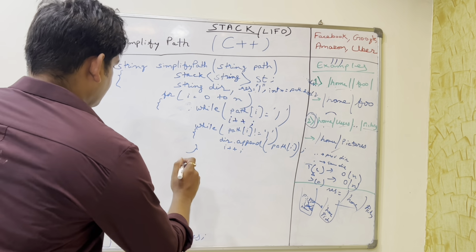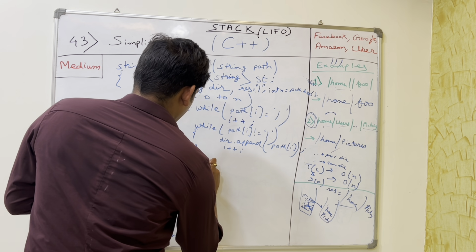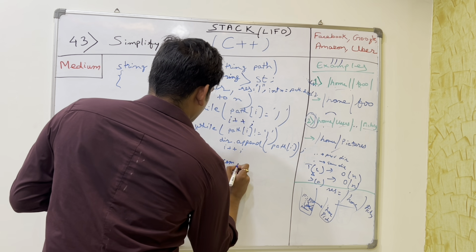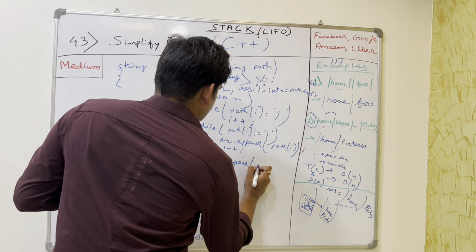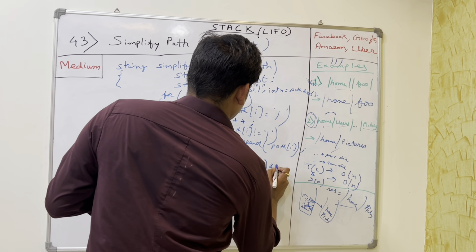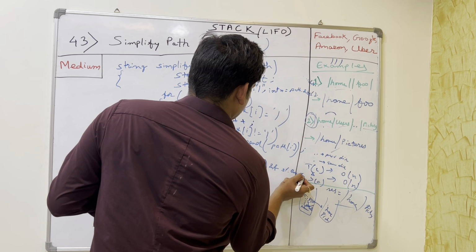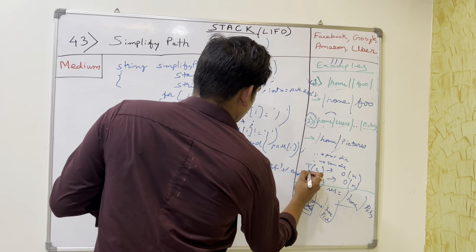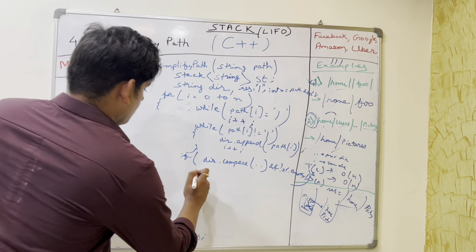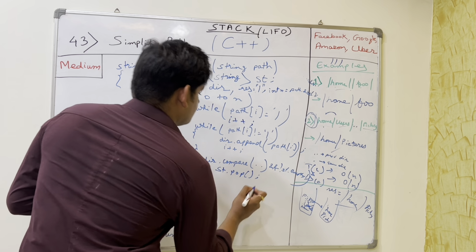So now we'll check if a directory is equal to, compare, dot dot, and the stack is not empty, right? If the stack is not empty and directory compare is dot dot, what do we do? We will pop out the element which is present in the stack, right?